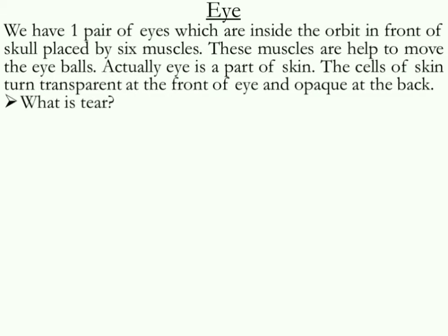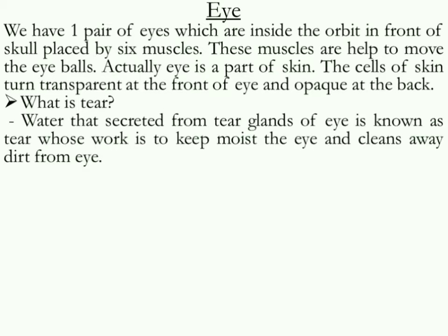Now you can ask, what is the tear that is coming from our eye? Actually, water that is secreted from the tear glands of the eye is known as tear, and the tear has some work also. Its work is to keep the eye moist and clean away dirt from the eye. That means if any dirt goes into your eye, that water, the tear, cleans the eye. So tears are not always bad. Tears are good for your eye.